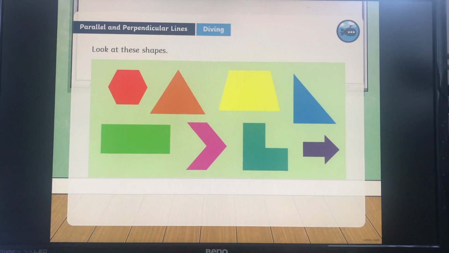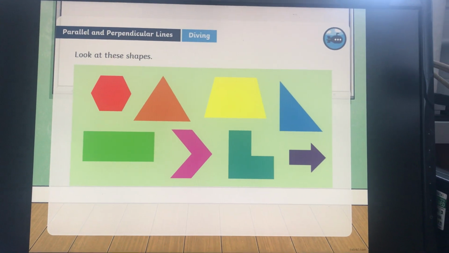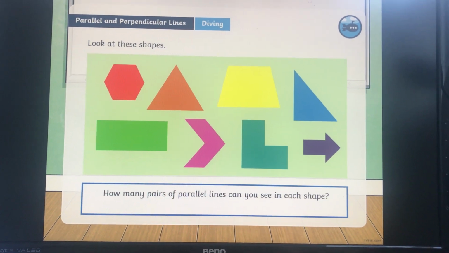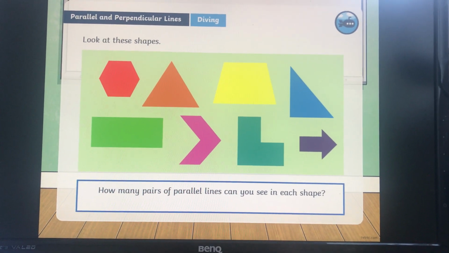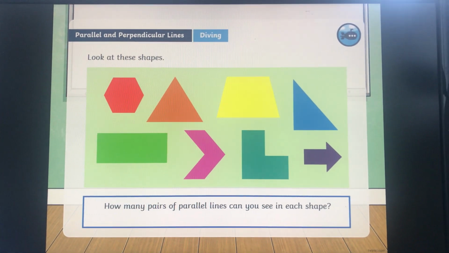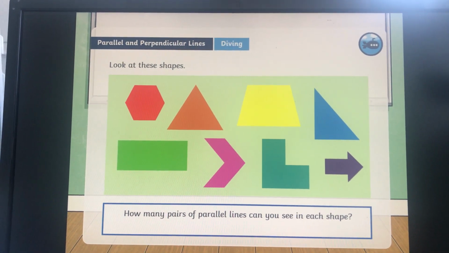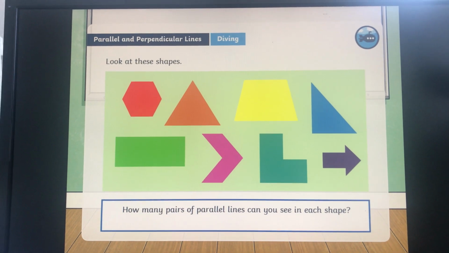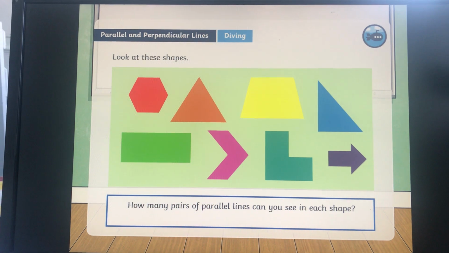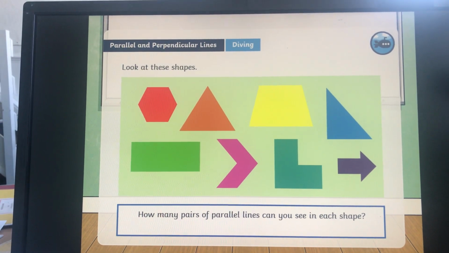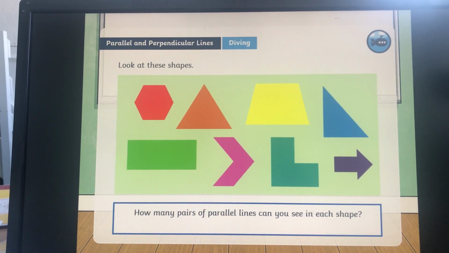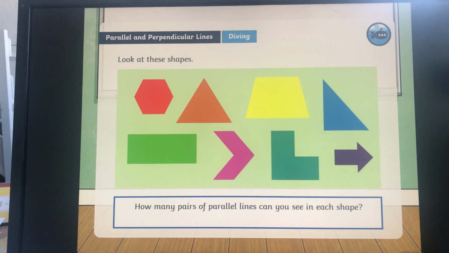There is a variety of shapes now on the screen for you to have a look at. Looking carefully at these shapes, how many pairs of parallel lines can you see in each of these shapes? So this will be a good time to pause the video, have a look at each shape very carefully and make a note of how many pairs of parallel lines you can see in each of the shapes. Bear in mind, there might not be any. Just bear that in mind.